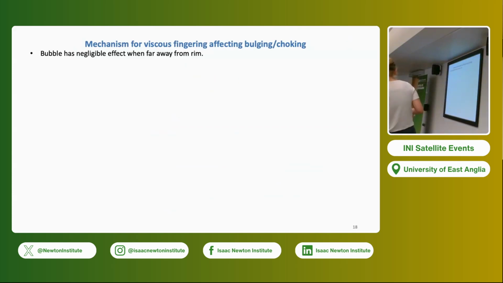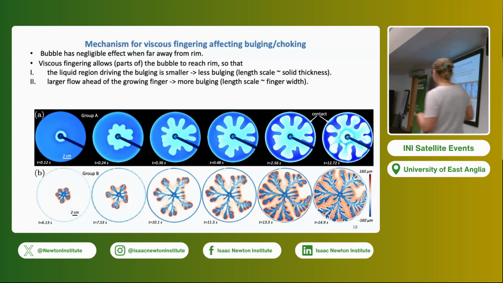As already said, a bubble has a negligible effect on this boundary layer if it's far away from the rim. However, when you have viscous fingering, that means that part of your interface gets to the rim very, very quickly, right? And that means that the part of that soft cell that you're shearing, which drives the bulging, is in principle smaller. That mechanism acts on the length scale that's associated with the thickness of the slab, as I was arguing in my boundary layer argument.